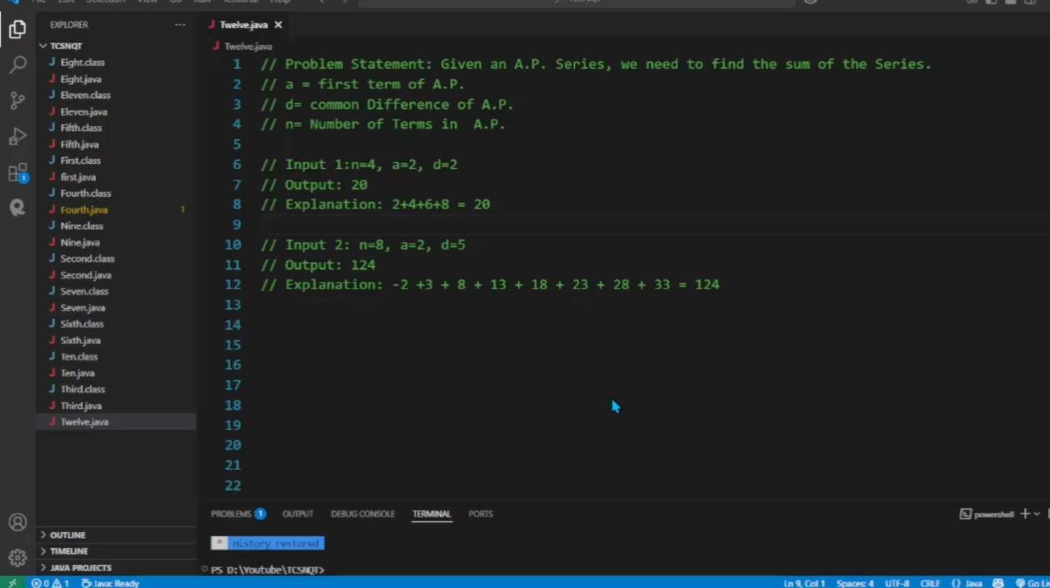It is going to be very interesting for you if you are preparing for the TCS NQT coding exam.